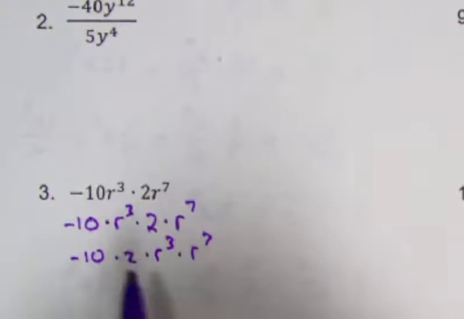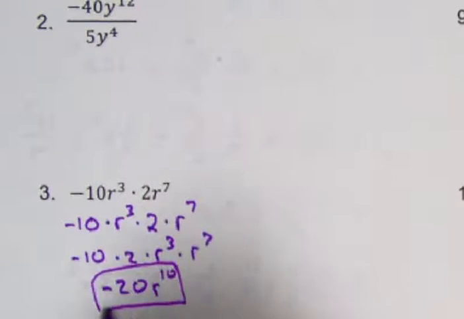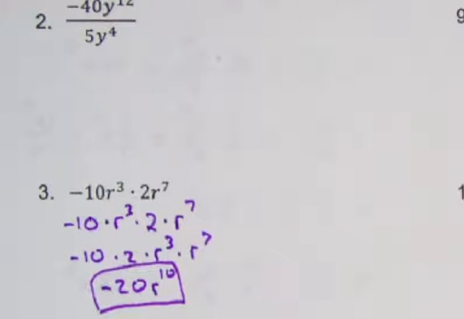Apply our integer rules. Negative 10 times 2 is negative 20. Apply our product rule. r to the 3rd times r to the 7th is r to the 10th. Okay.